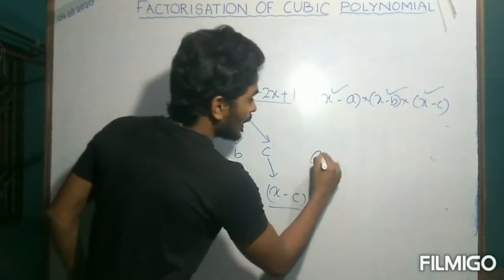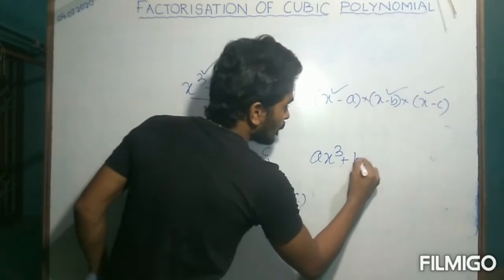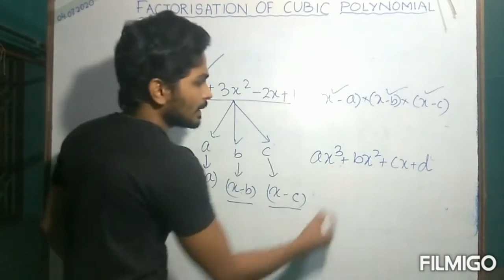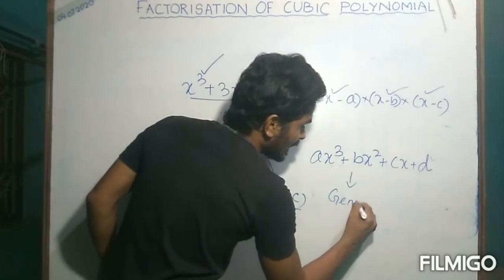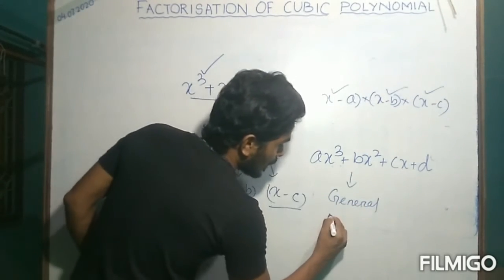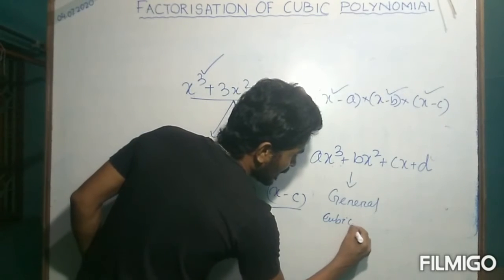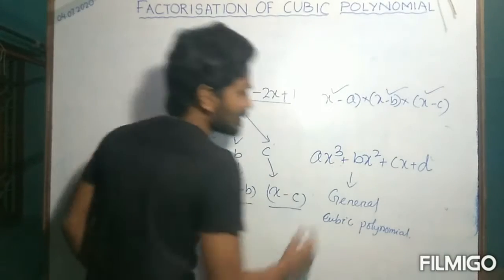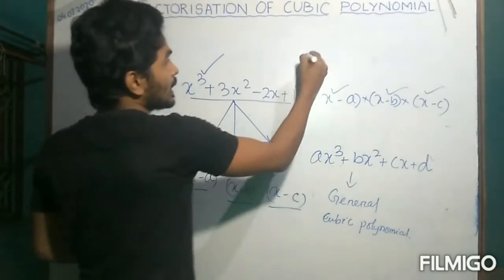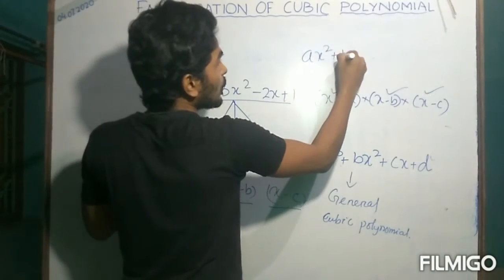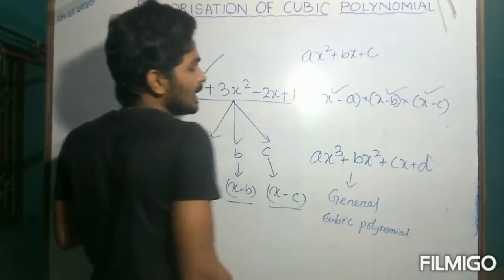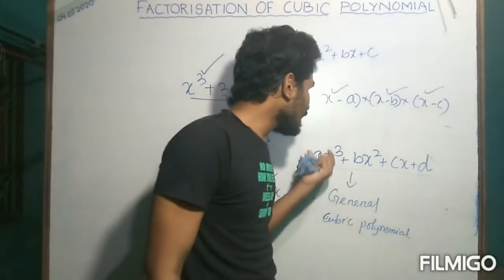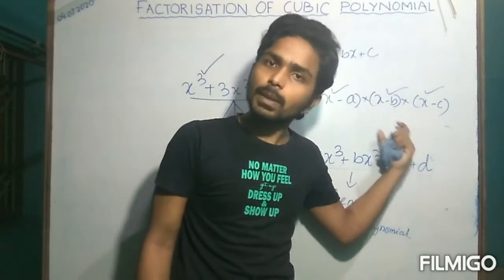Okay, but before that, always keep in mind that a cubic polynomial is generally written in the form ax cube plus bx square plus cx plus d. This is the general cubic polynomial. We have already discussed a general quadratic polynomial is written in the form x square plus bx plus c. Similarly, any cubic polynomial can be written in general form as x cube plus bx square plus cx plus d.